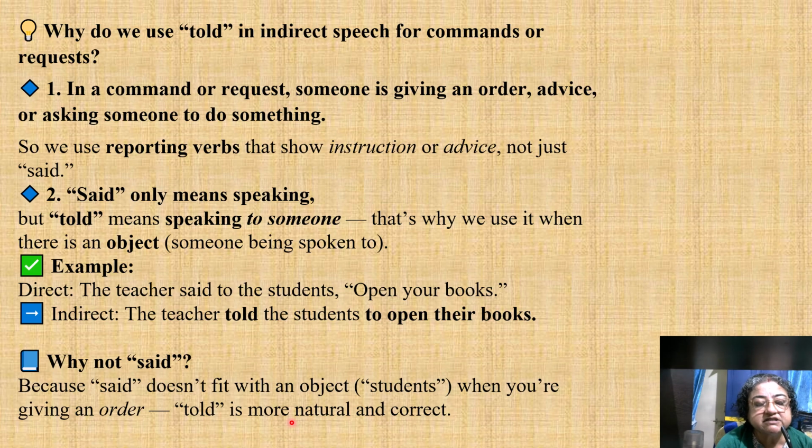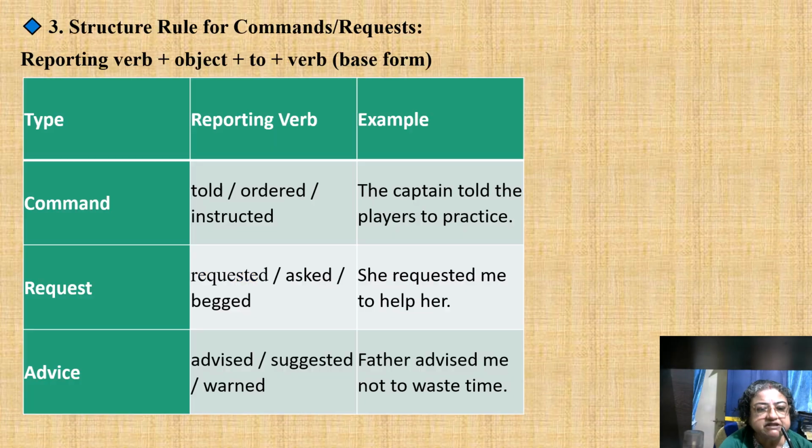First detect, first identify what type of sentence it is. It is command, order, request. Command or request. Then you can easily use the reporting verb. If you see this chart, command, reporting verb will be told, ordered, instructed. Example, the captain told the players to practice.